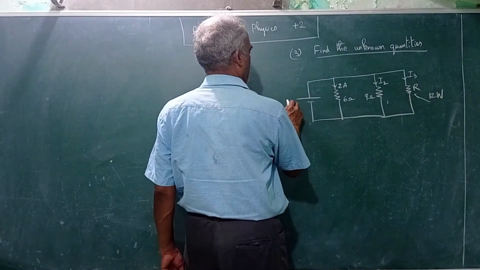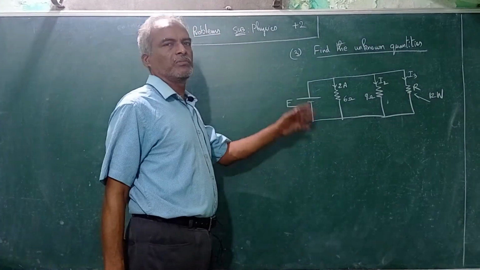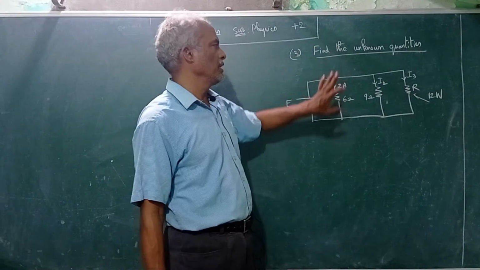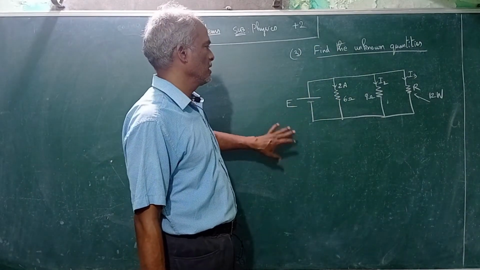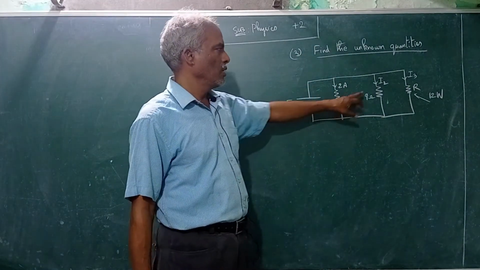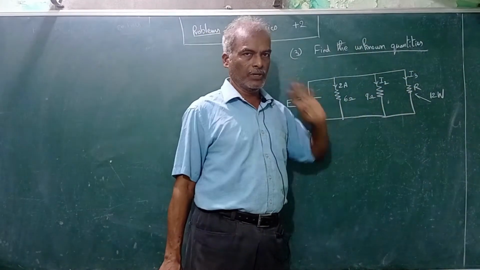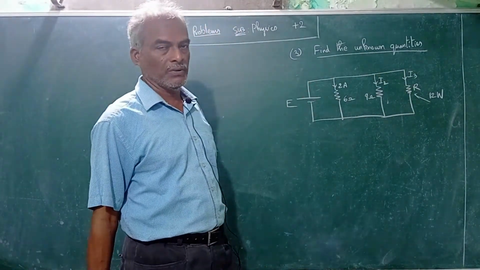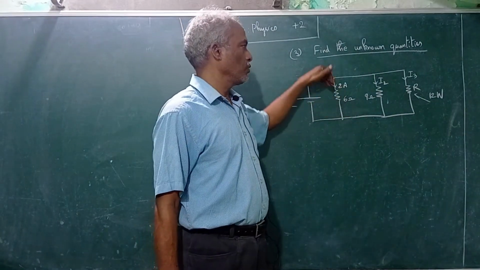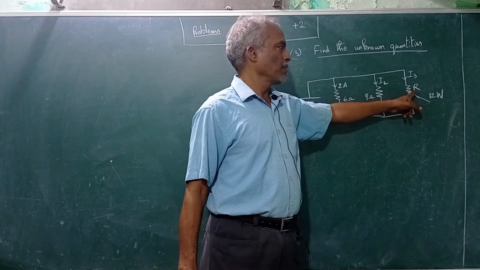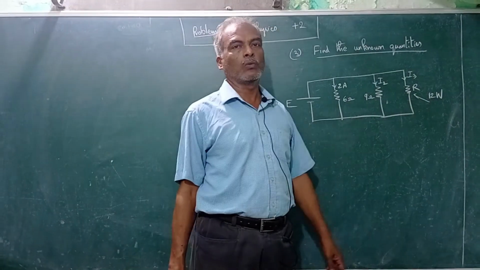Now this is problem 3. We have to find the unknown quantities in this circuit. So what are the unknown quantities? This voltage we don't know, I2 we don't know, I3 we don't know, this R value we don't know, but certain other values are given. So they were given 2 amps flowing in this branch and the power consumed by this resistor is 12 watt.